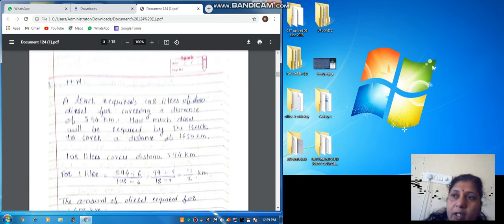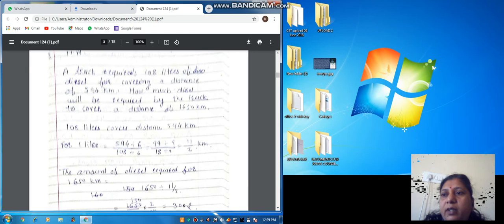A truck requires 108 liters of diesel for covering a distance of 540 km. How much diesel will be required by the truck to cover a distance of 165 km? Now see here, 108 liters covers the distance 594. For 1 liter, we require 594/108. So if we divide by 6, we get 99/18. Now 99 and 18 can be divisible by 9. We get 11/2 kilometer. Fine.